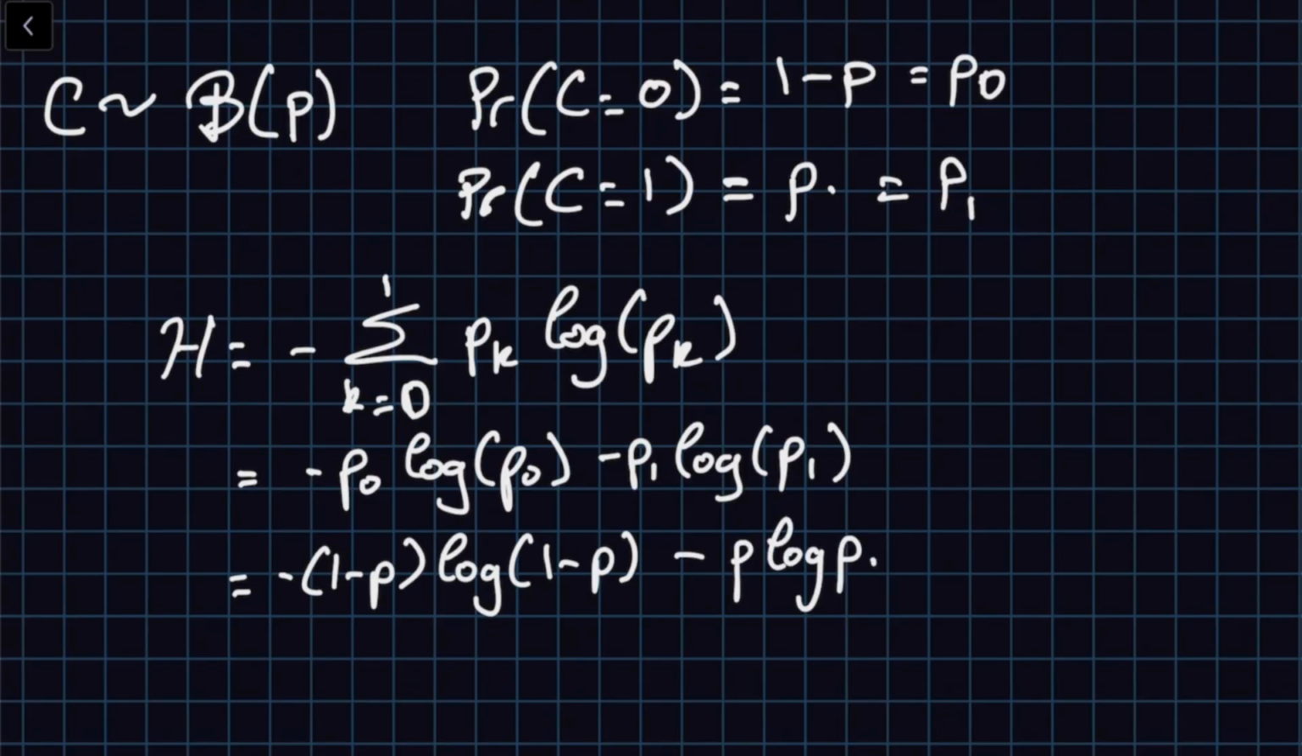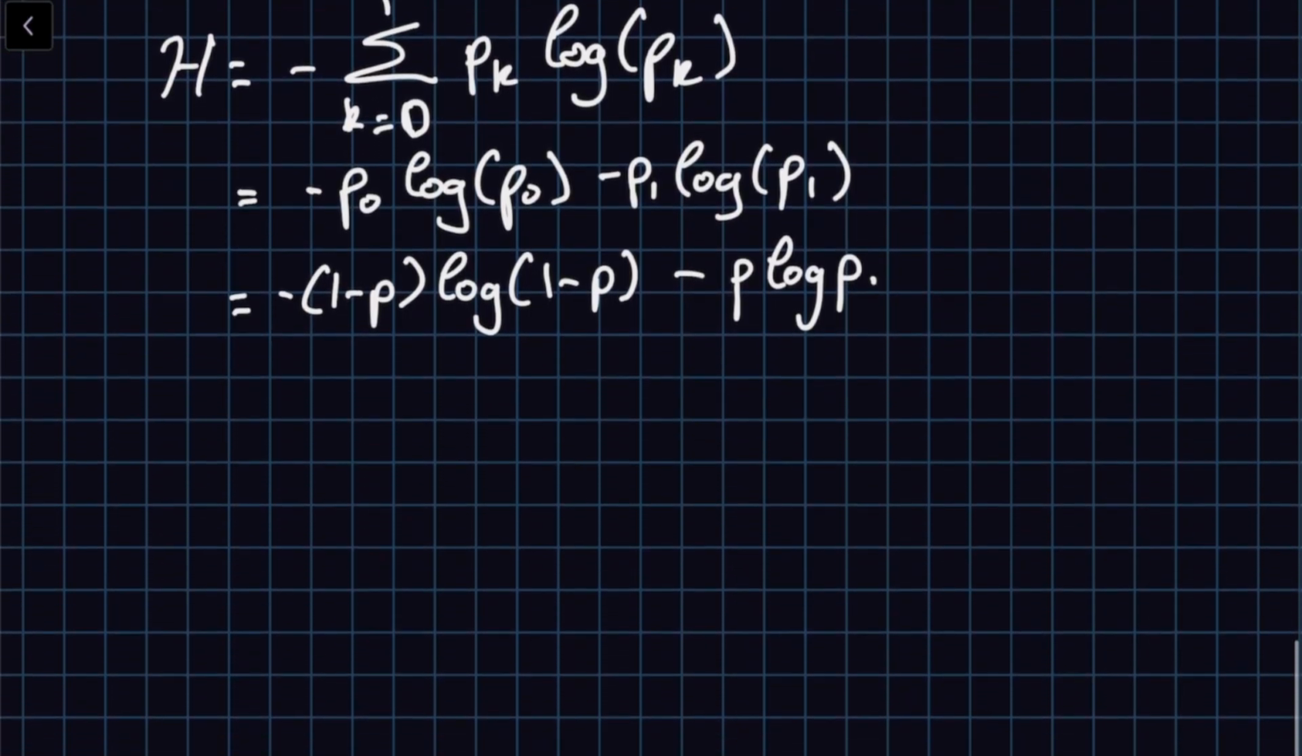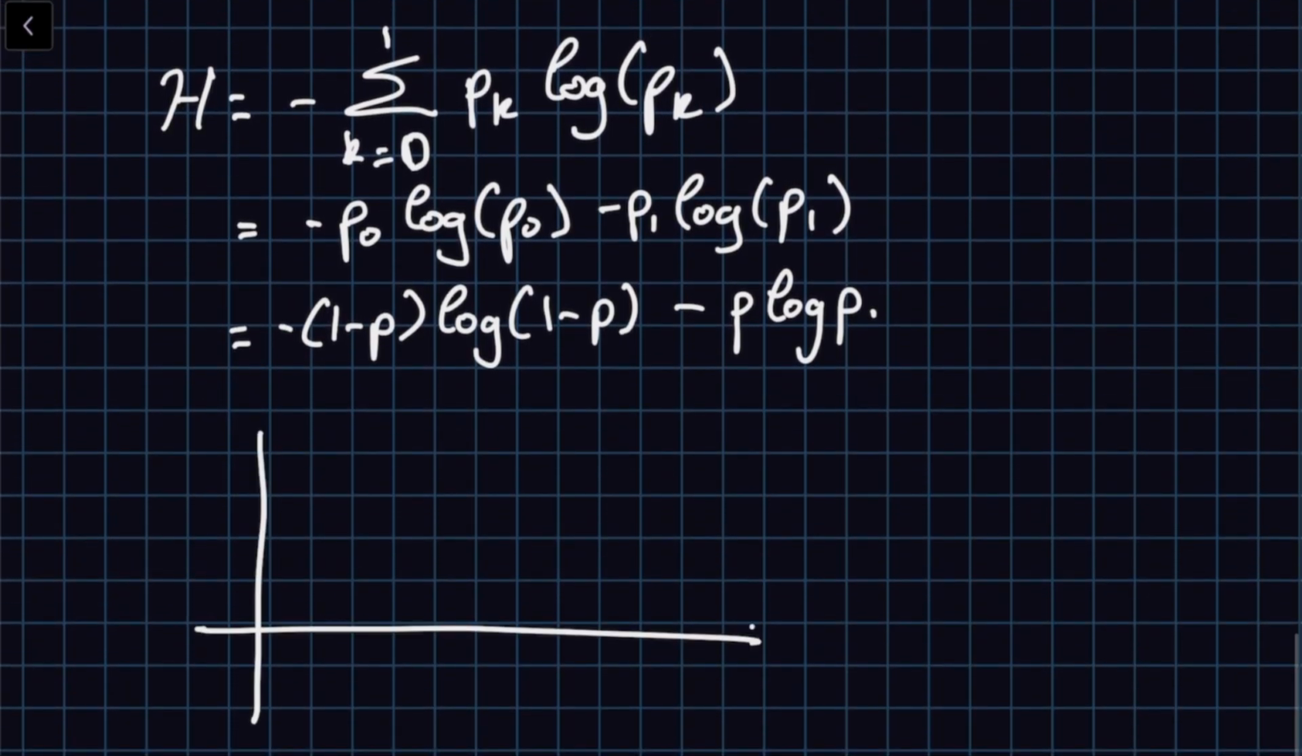And if you were to plot h as a function of p, notice that the support of h, as a function of p, is between 0 and 1, because probabilities take values between 0 and 1. Well, let's evaluate h for p equals 0. Here we need an extension by continuity.